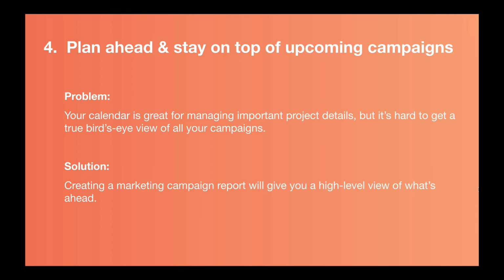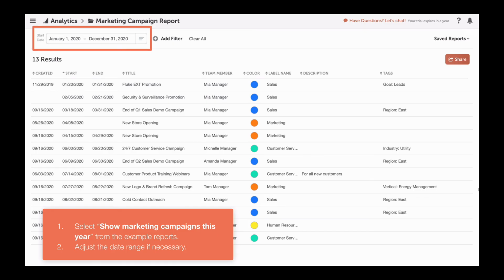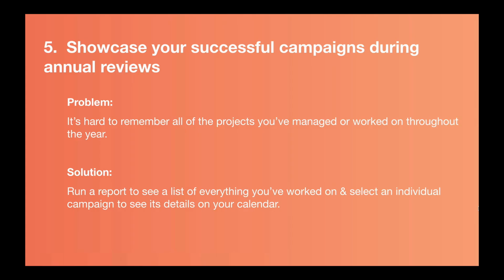To create this report, select Show Marketing Campaigns this year from the example reports, and adjust the date range if necessary. This gives you a list view of the campaigns you have planned so you can identify overlap easily. Finally, showcase your successful campaigns during annual reviews.